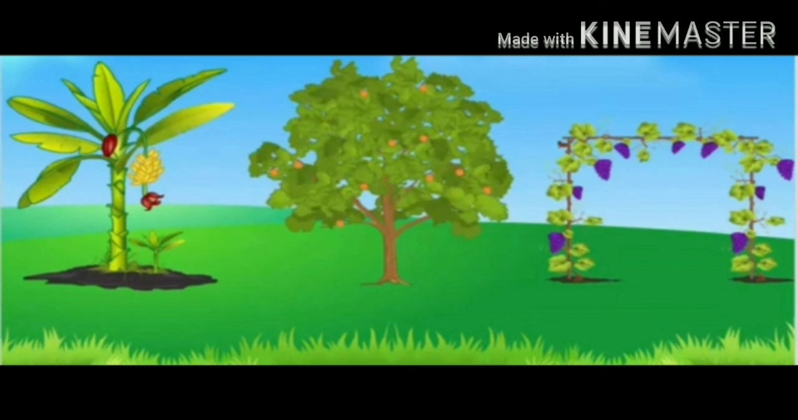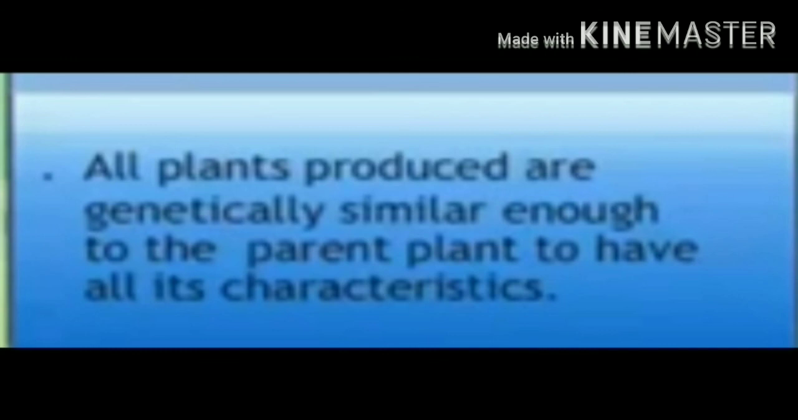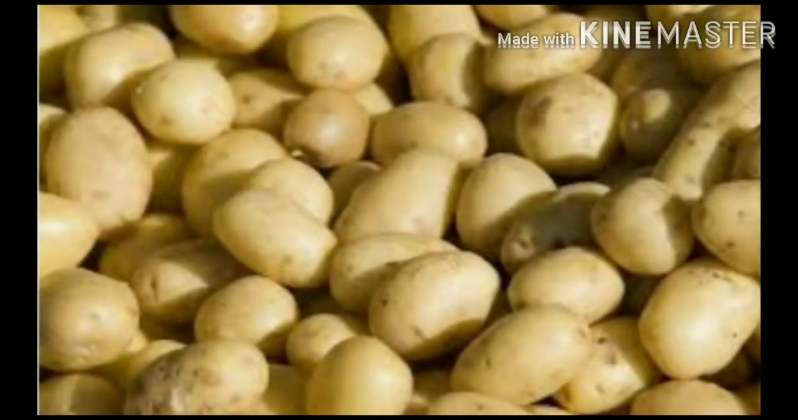The plants raised by vegetative propagation can bear flowers and fruits earlier than those produced from seeds. The propagation of plants such as banana, orange, rose, and jasmine, which have lost the capacity to produce seeds, can be done by vegetative propagation. Then, all plants produced by this method are genetically similar. Let us see the activity 8.5 on page number 132.